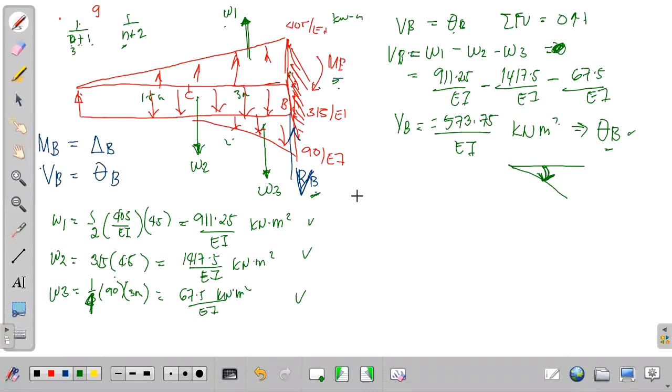So, how about the moment at B? Okay? Our moment at B now, what we are discussing is the conjugate beam. The moment at B for the conjugate beam is equal to the deflection at B in our real beam. Okay? So how do we get the moment at B? We have to take the summation of moments at B in the conjugate beam. Let's add a prime to differentiate the conjugate from the real. So when there is a prime, that is the conjugate. Okay?